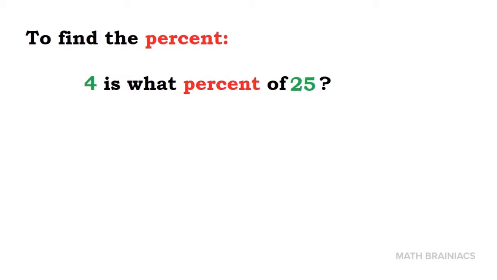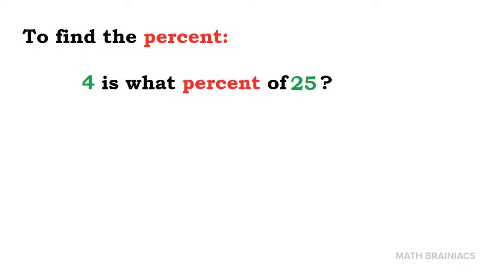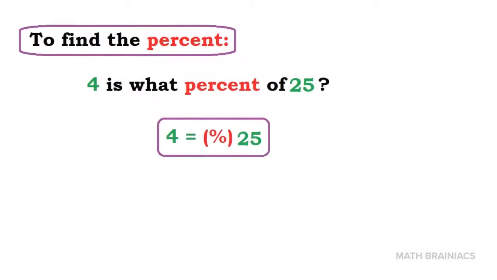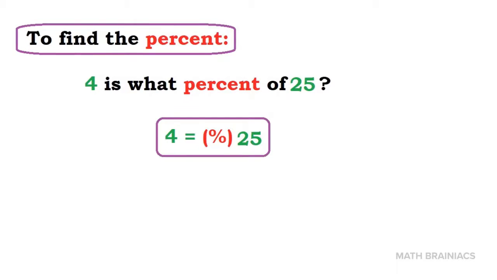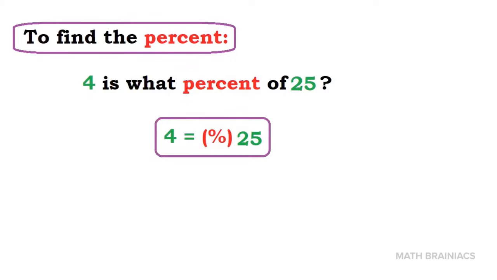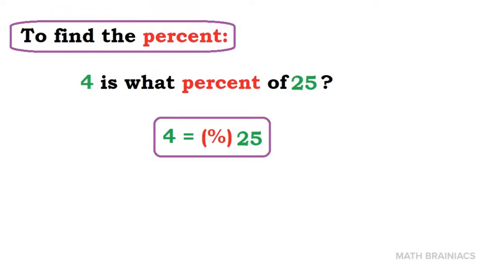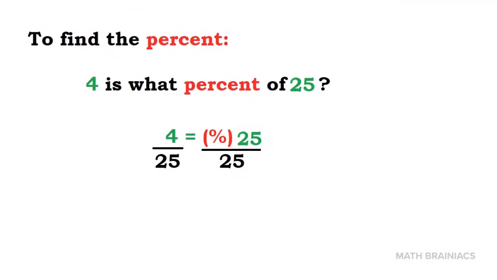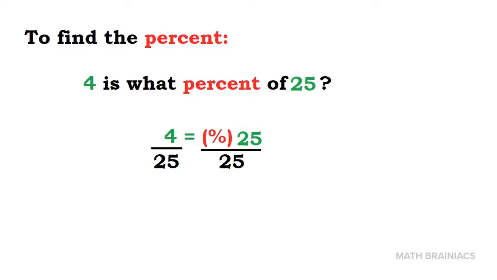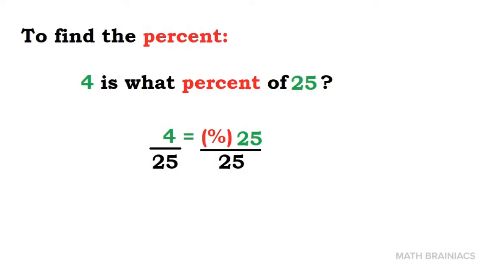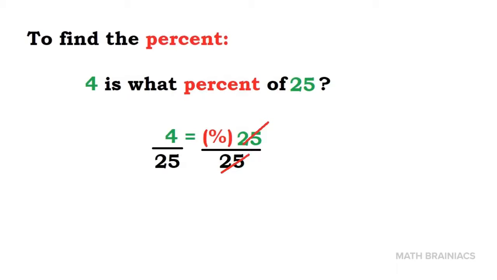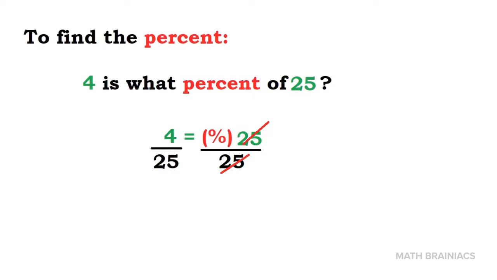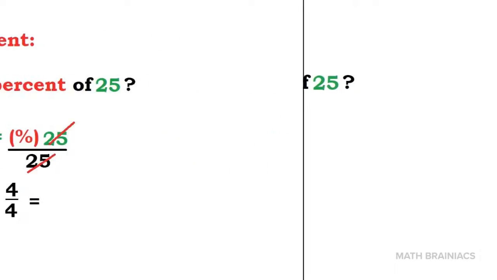To find the percent, let's have this example. 4 is what percent of 25? Do you still remember how to translate a sentence into an equation? 4 is what percent of 25? That is why 4 is equal to the percent of 25. Do you get it? Do you still recall it? To eliminate the 25 on the right side, we're going to divide both sides by 25. And we can cancel out the 25 on the right side so that we can work on 4 over 25.